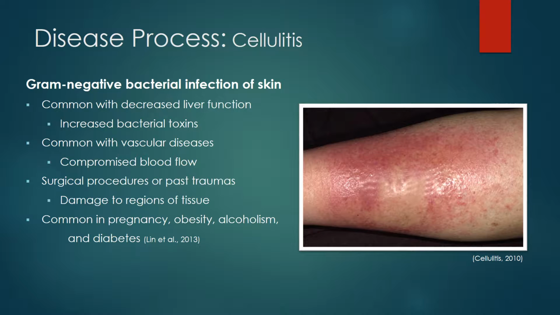Also with various surgical procedures and traumas, so maybe a motor vehicle accident, something like that, where there's been some significant tissue damage, is also an area of the skin which is prone to bacterial infection, and cellulitis is common within those. Also in pregnancy, with the increase in the pressure in the lower limbs and swelling, obesity for the same reason, alcoholism with a lack of liver function as a contributing factor, and then diabetes as well.